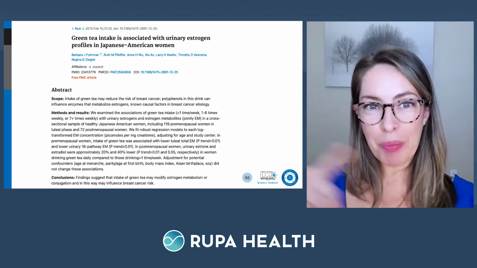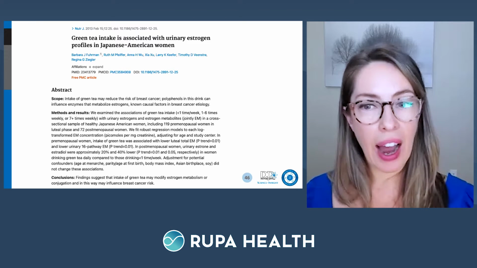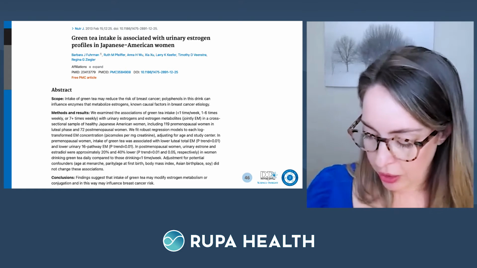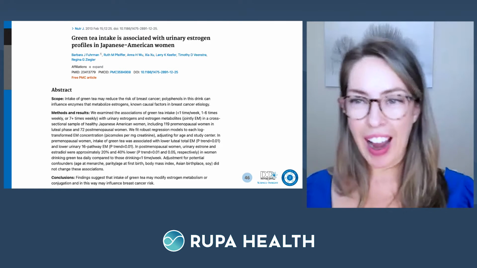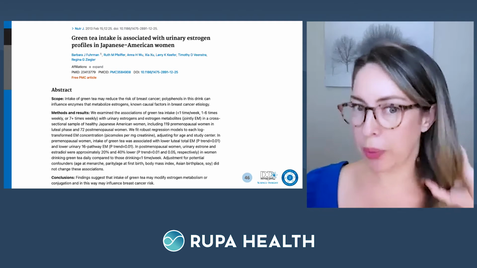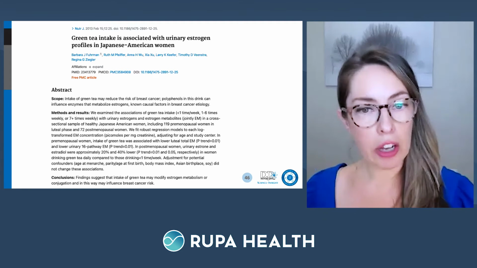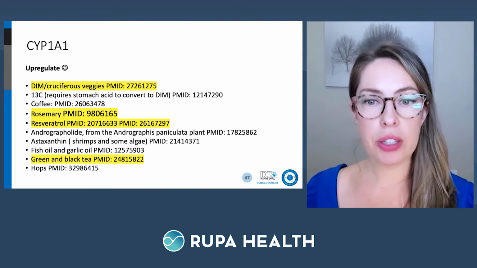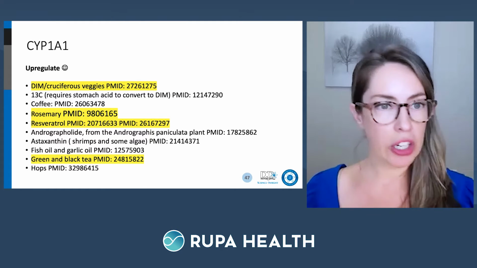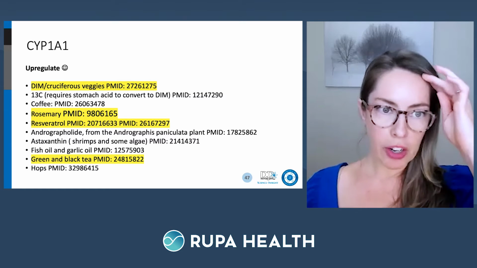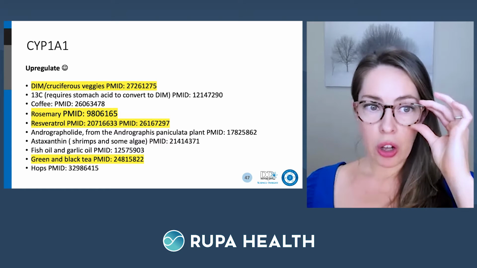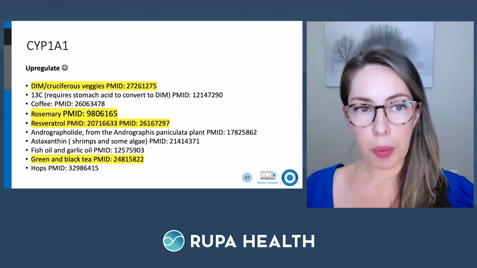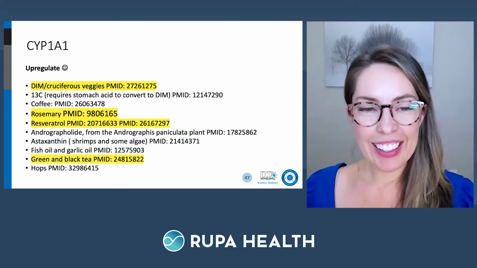So that's cool. I know my patient is postmenopausal, but she has a high 16 pathway. So even if this study was in premenopausal women, I feel safe giving this to postmenopausal women. In postmenopausal women, we saw lower estrone and estradiol in the urine with green tea intake. Okay, so this is how you upregulate CYP1A1. You already know diindolylmethane comes from the cruciferous vegetables. Rosemary, resveratrol, green and black tea. I'm highlighting the ones I like, the ones that I find easy to implement in clinical practice, and I'm going to pull those in at the end.